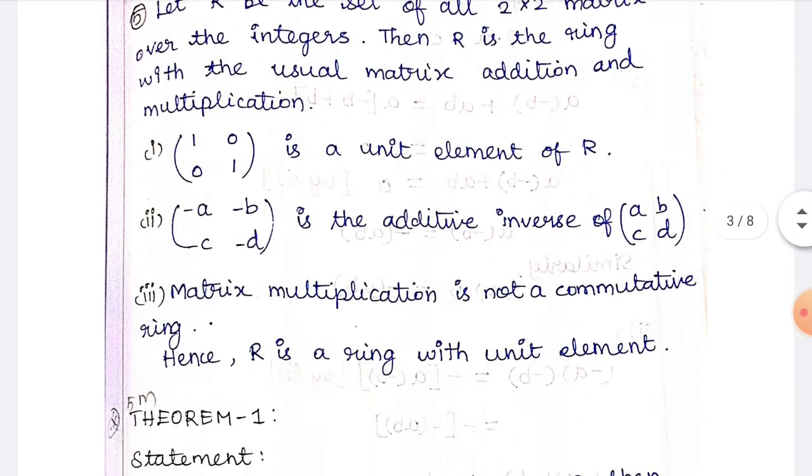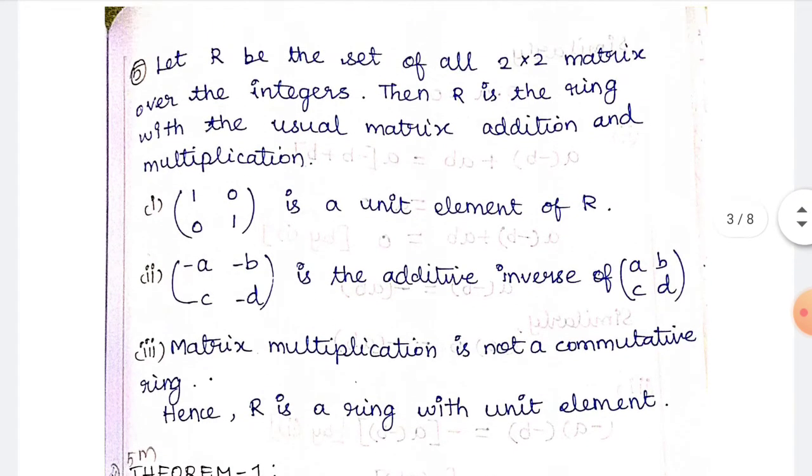So the next example is, let R be the set of all 2 by 2 matrices over the integers. Then R is a ring with the usual matrix addition and multiplication. So the unit element of R is [1 0; 0 1]. Then the additive inverse of [A B; C D] is [-A -B; -C -D].